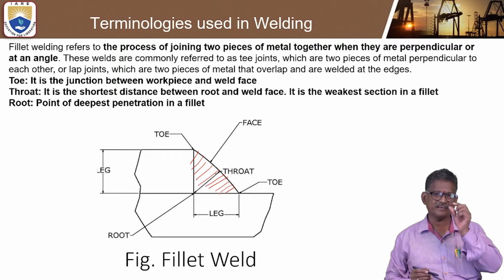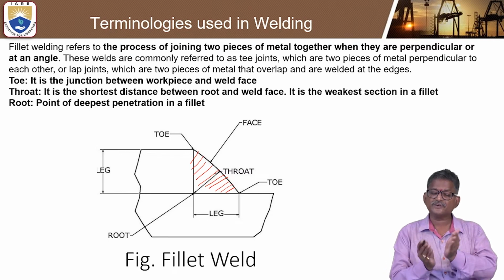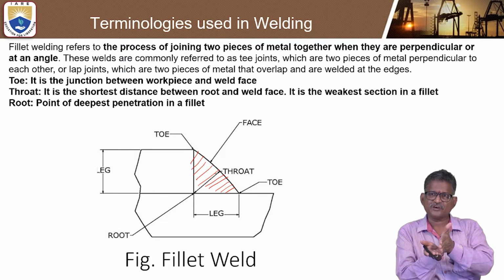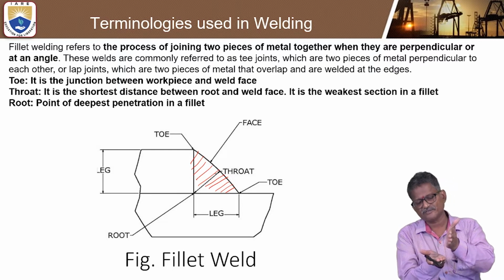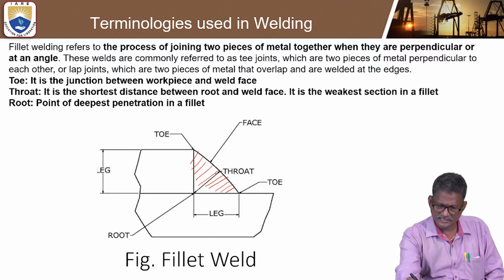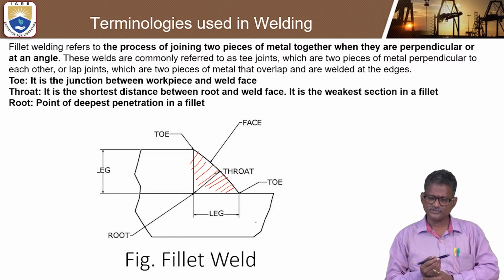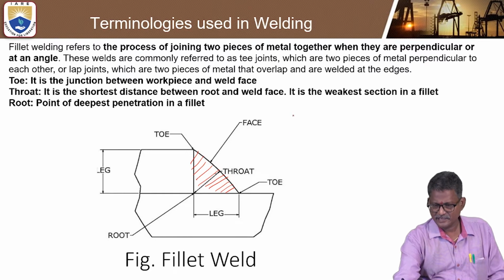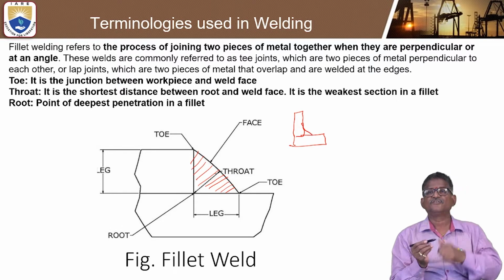The term fillet welding refers to a process of joining two pieces perpendicular. You can keep one as the base, one perpendicular, together. So in this case, the process of joining two pieces of metal together, one horizontal, one vertical. If you draw a line, this is called the throat. You can see how the fillet is formed. If you take one workpiece vertical and one horizontal, and join them inclined at 45 degrees, we can say that is a fillet.